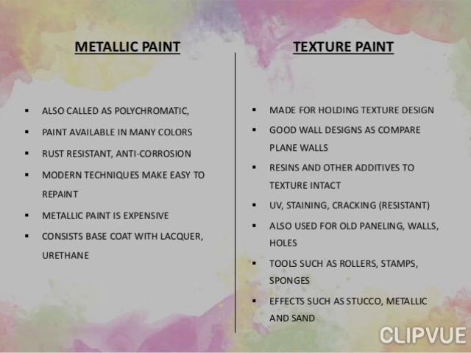The texture paint. These are made for holding texture design. These give good wall designs as compared to plain walls. Resins and other additives to the texture are intact. Ultraviolet staining and cracking are resistant to this type of paints. These are also used for old paneling, the walls and the holes. Tools such as rollers, stamps and sponges are used. The effects such as stucco, metallic and sand.